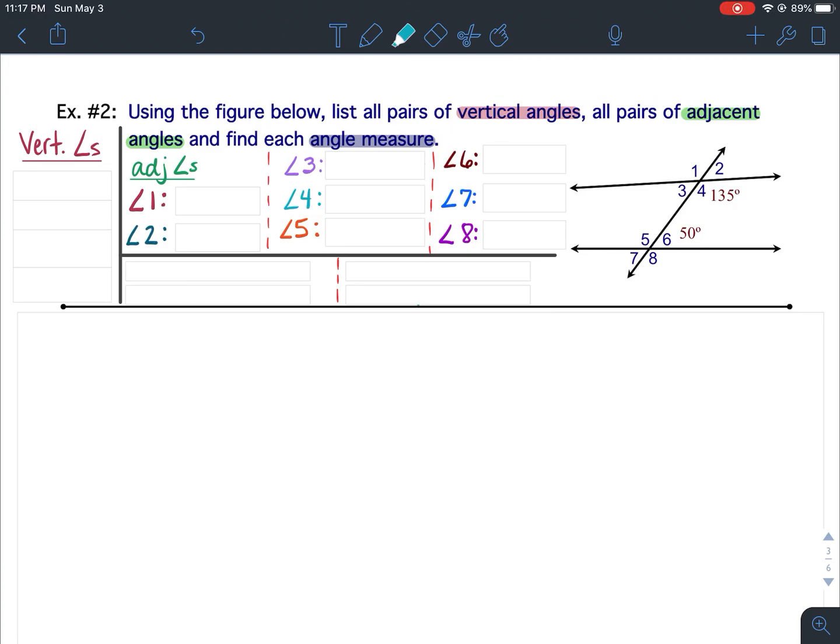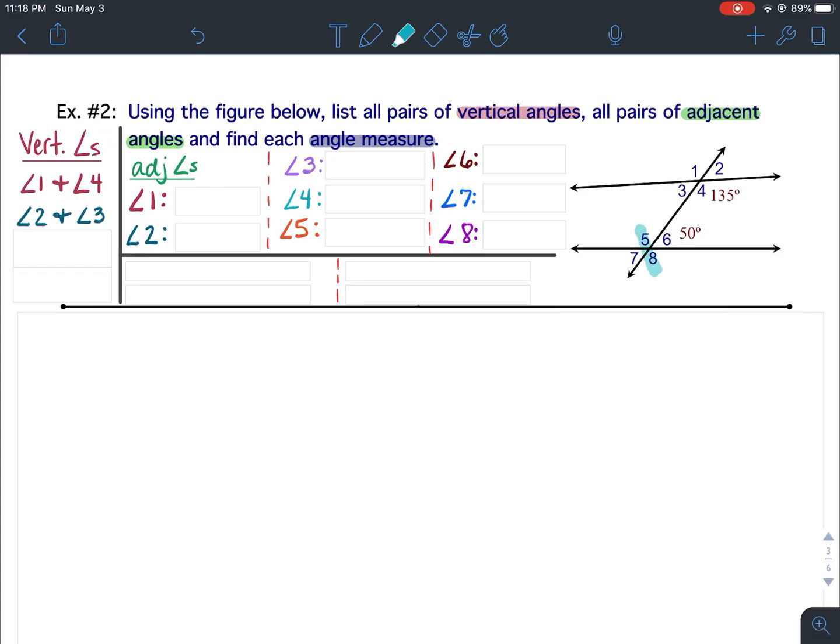All right, so we're going to start with vertical angles. Vertical angles, remember, are across from one another. They only share a vertex. So let's look right here. Angle 1 and angle 4 are across from one another. Therefore, the first pair of vertical angles is 1 and 4. Angles 2 and 3 are across from one another. Therefore, angle 2 and angle 3 are vertical angles.